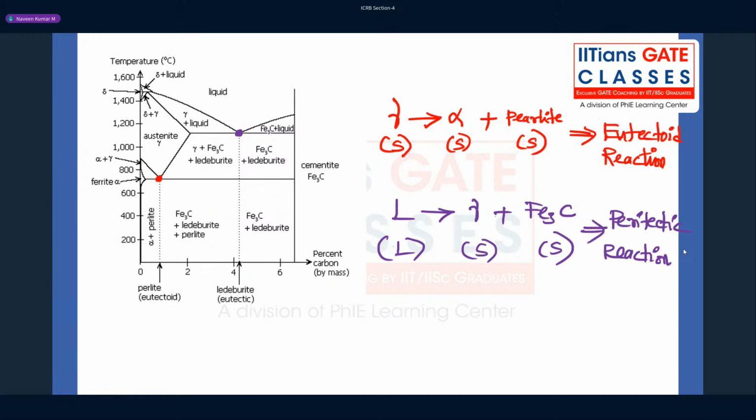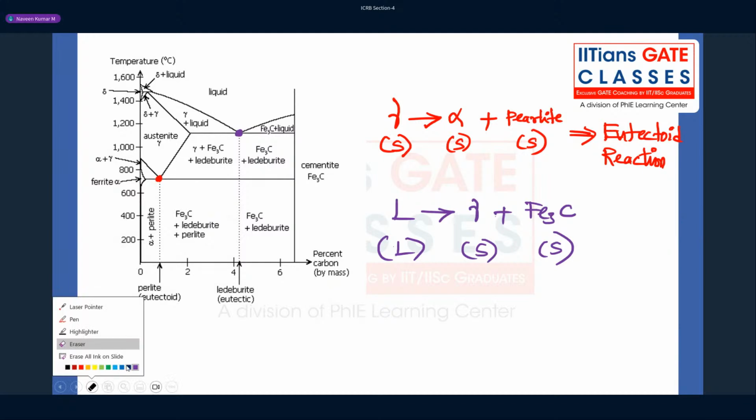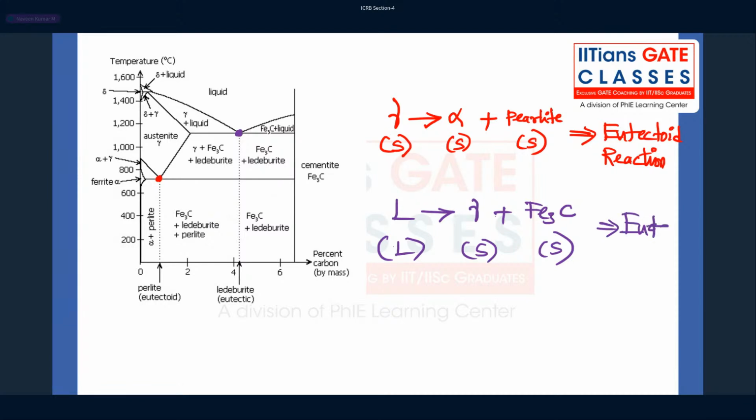I think somewhere I'm wrong. This is eutectic reaction, not peritectic. Sorry for this. So liquid to two different solids is eutectic reaction.